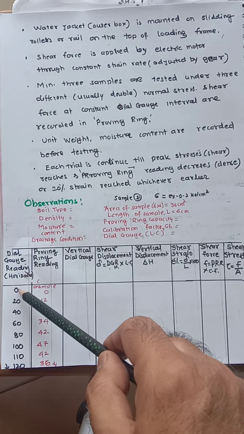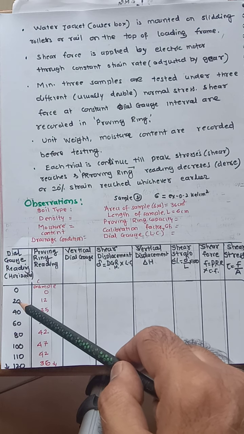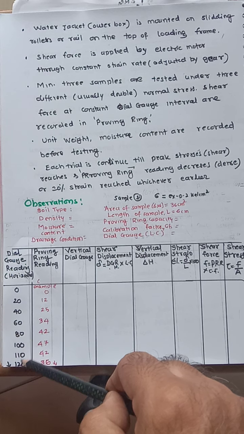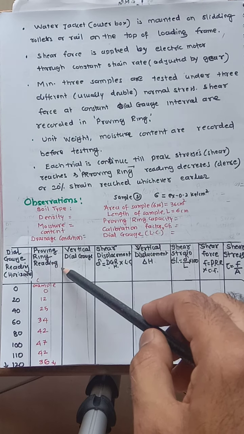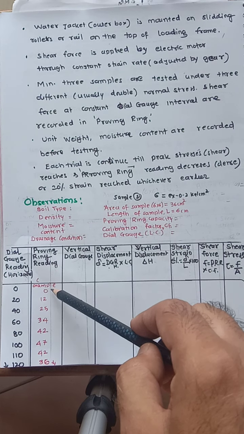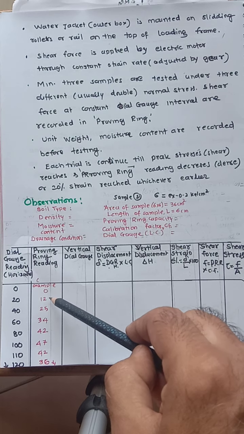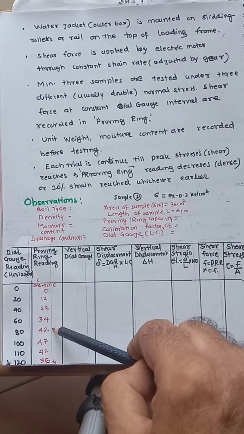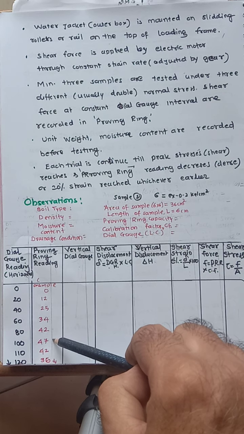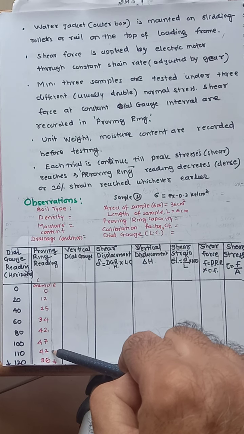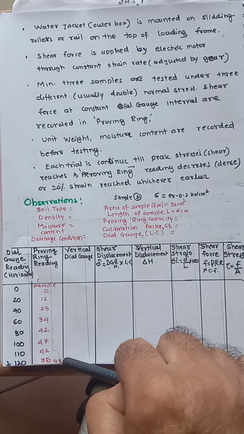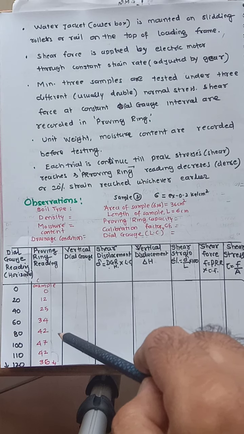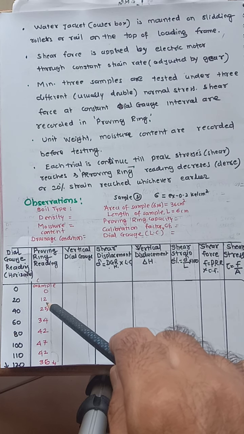Now take the dial gauge readings at any interval, try to take close intervals, let us say 20, 40, 60, 80, and continue like this. When the readings start, first 0, 0, the proving ring shows, suppose, 12, then 25, 34, 42, 47, and you can see after 47 it decreases again. When it decreases, you can stop. This is perfectly correct for a dense sample or an over consolidated sample.